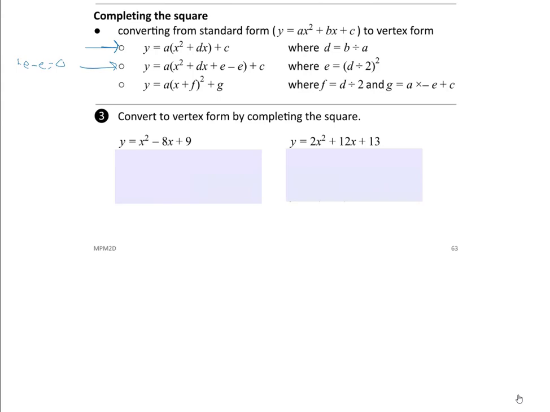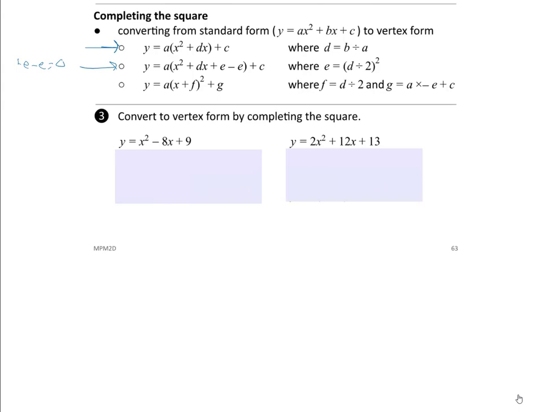And this e value comes from half of whatever d is. So after you take out a factor of a from both a and b, the first and second terms, you get this value d, because d is b divided by a. Then you divide d by 2 and square it, and that's where you get e. So divide d by 2, square it, and that's what e is. And you add it and subtract it. And when you add and subtract it, you're really just effectively adding 0.